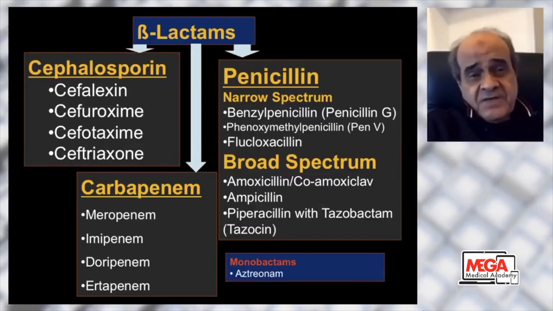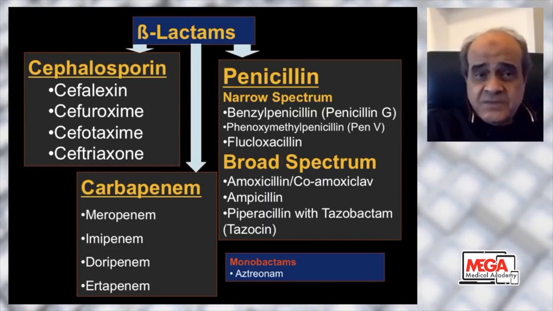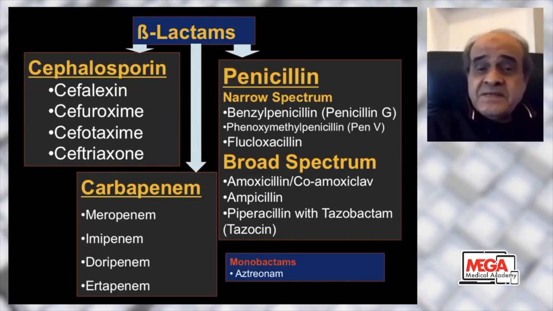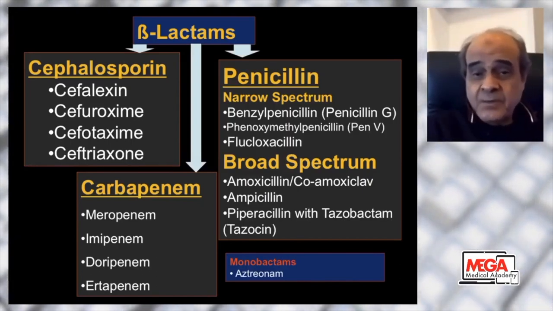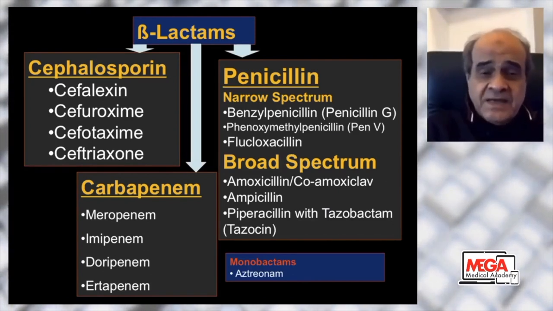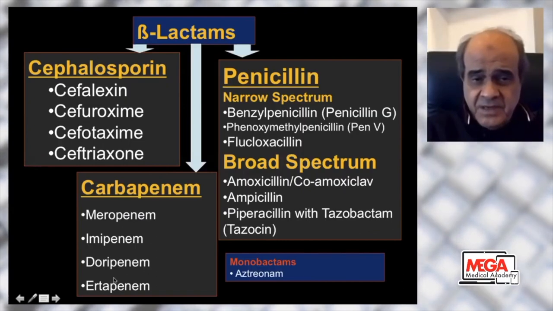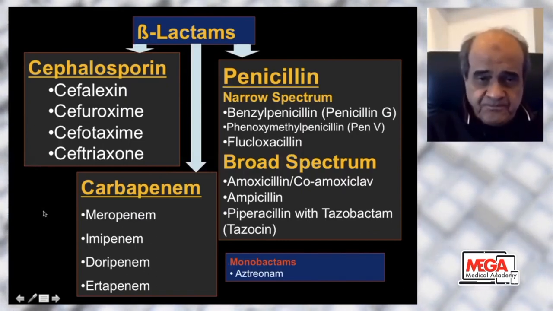Beta-lactam classifications: cephalosporins, as I told you, cefalexin, cefuroxime, cefotaxime, ceftriaxone; penicillins, benzyl penicillin, narrow spectrum, and the broad-spectrum ones like piperacillin-tazobactam; and the carbapenems like meropenem, imipenem, doripenem, ertapenem; and the monobactam like aztreonam.